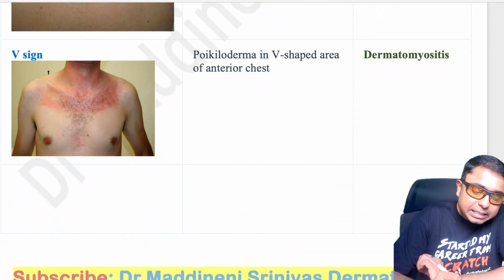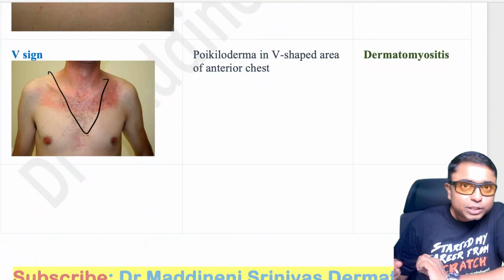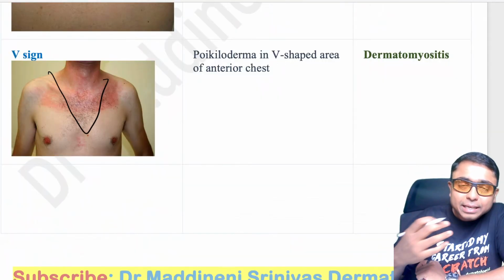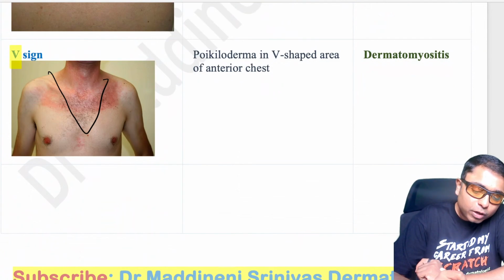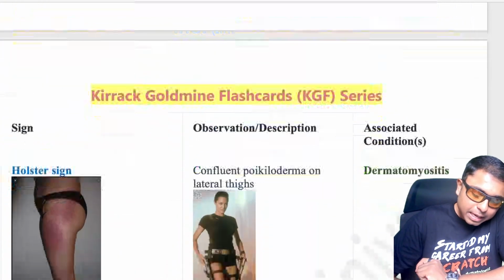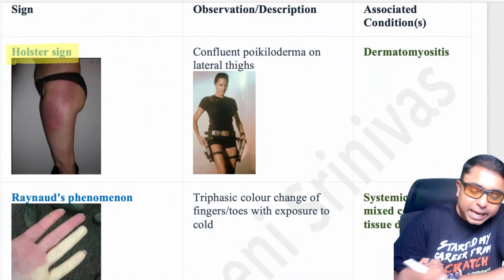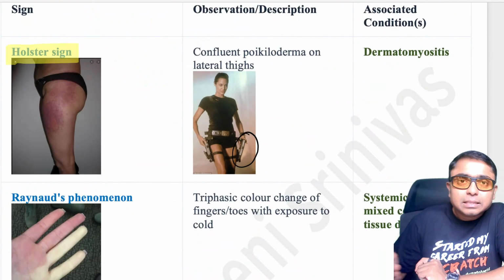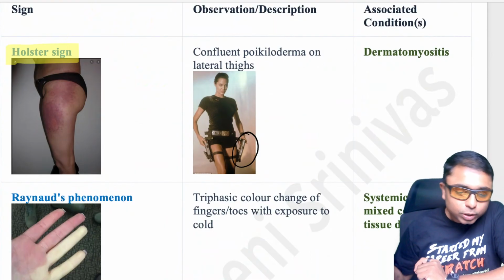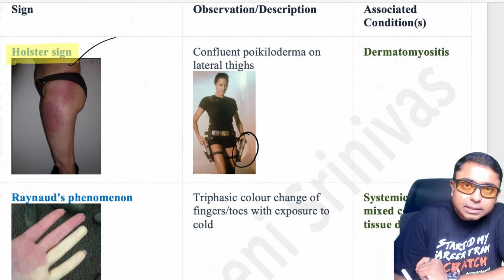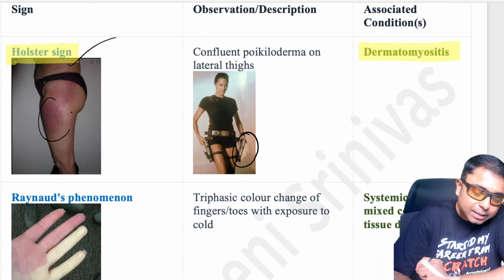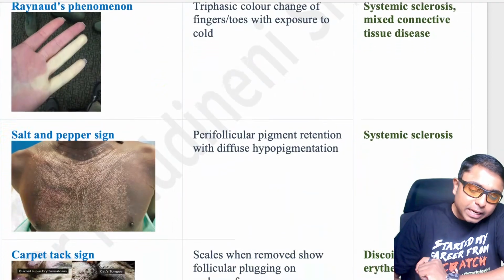So in the V sign, we are going to see the same changes of the skin over the anterior part of the neck. Anterior part of the neck. So this is V sign. And if the same violaceous macular erythema is present over the area where usually the gun pouches are going to be present over the body, this is called the Holster sign. Again, a feature of dermatomyositis. So here you are able to see in the picture the violaceous macular erythema present.